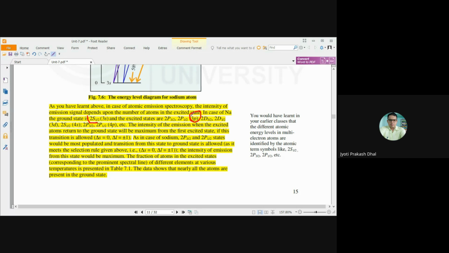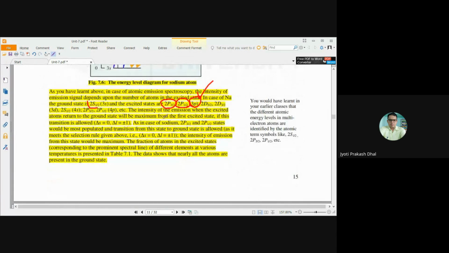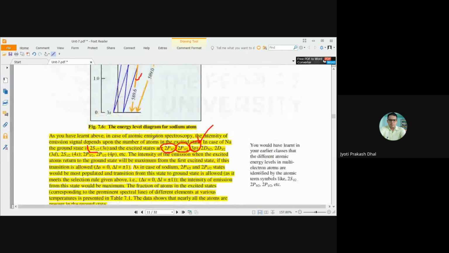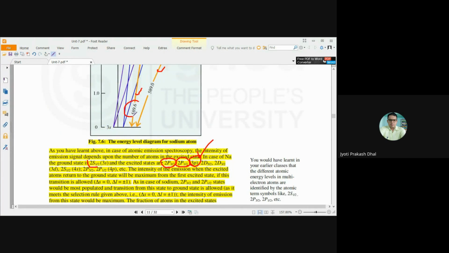So in the 3p energy level, two states are there. One state is 2p 3/2, and another term of the state is 2p 1/2. So these two microstates are present in the 3p energy level. From these two microstates, the electron will come back to the 3s energy level. That will give rise to electromagnetic radiation with two different wavelengths. The first one is 589.0 and the second one is 589.6 nanometer.